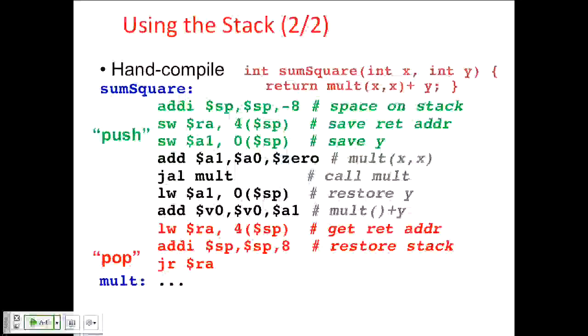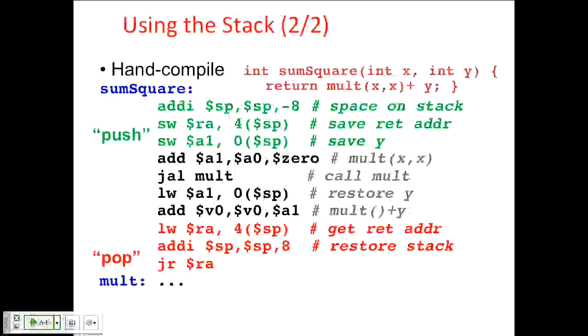Then we do a jump and link to the multiply function. At this point, when the processor actually executes this code, it's going to jump off to that function. That function is going to look something like this, but at some point it's going to return. And when it returns, it's going to return to the instruction following the jump and link. And here what we're doing is reloading the saved value of A1, which is Y. We're reloading it because we needed to finish calculating the return value here.